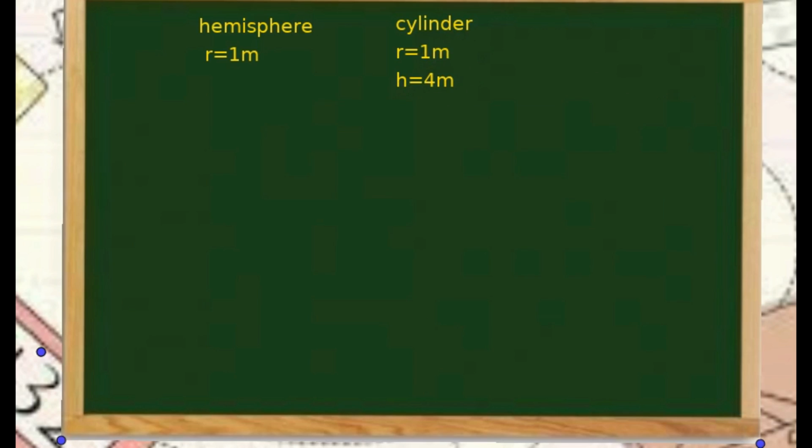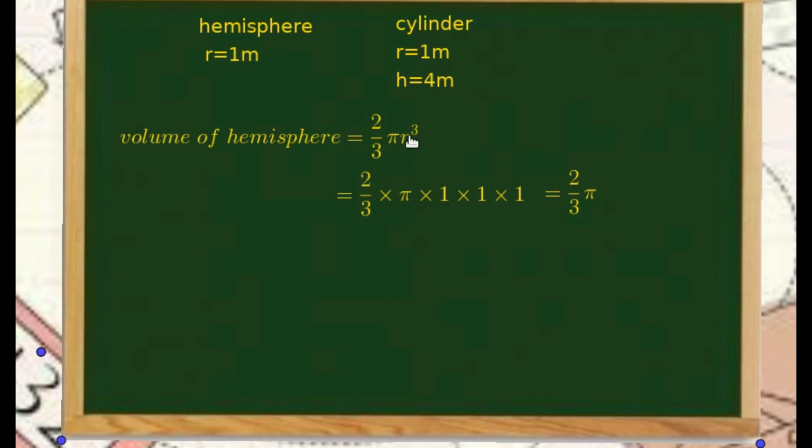Next we find the volume of the hemisphere. Volume of the hemisphere equals 2 by 3 pi r cube, where r is 1, so 2 by 3 pi into 1 into 1 into 1, that is 2 by 3 pi meter cube. Next, find the volume of the cylinder. The volume of the cylinder is equal to pi r square h. That is pi into r square, r is the radius 1, into 1, into h which is 4. That means 4 pi. Volume of cylinder equals 4 pi.